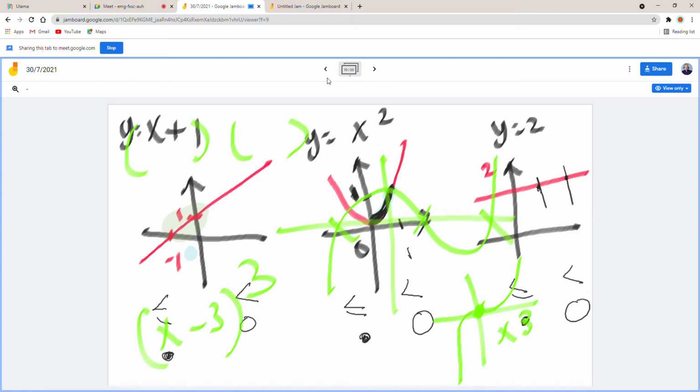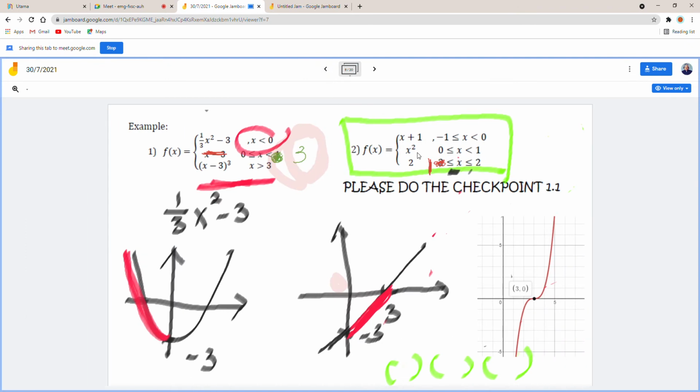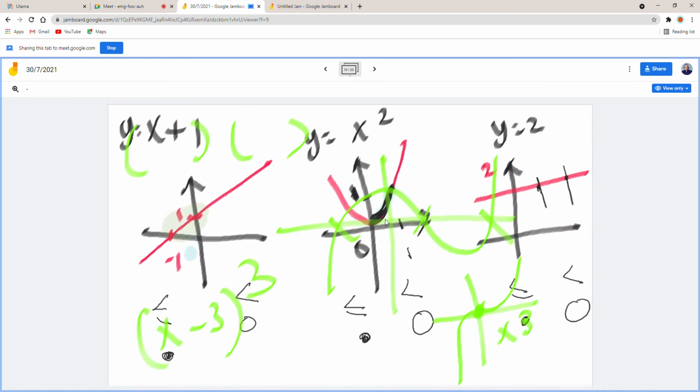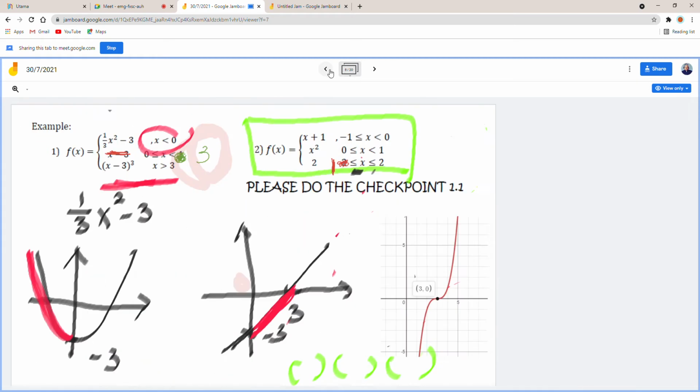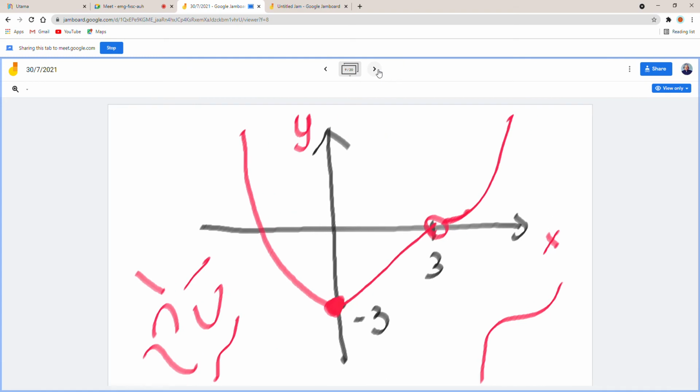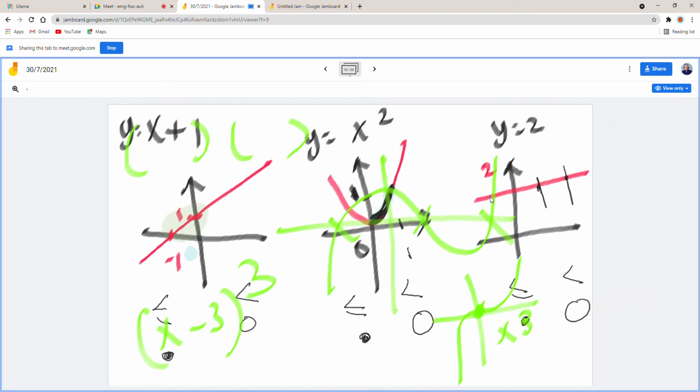Okay, now second part x squared, smiley face, but from 0 to 1. So you draw a normal smiley face, but 0 to 1 means from here to here. So only this region. Can you see the black color marker? Only this region. Yes. Okay, now third one. It's 1 till 2. And straight line. So 2 and then 1 till 2. So you have to take this part only.